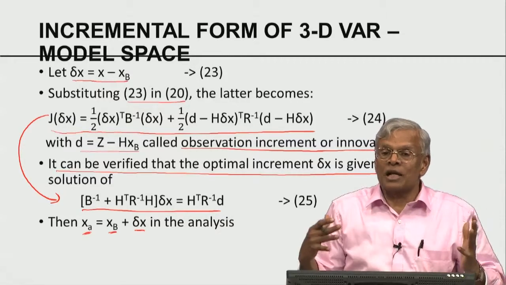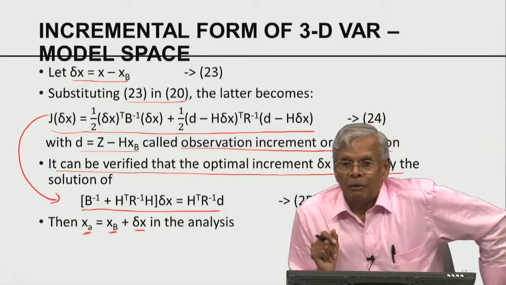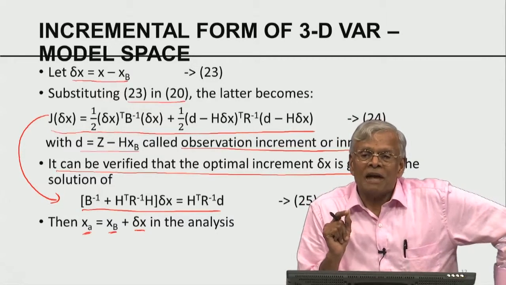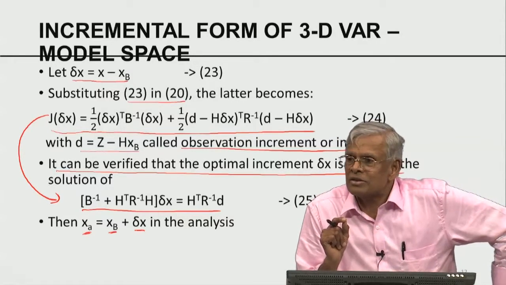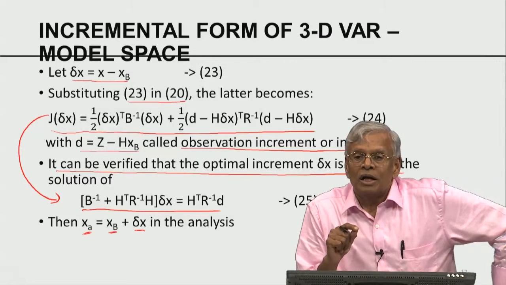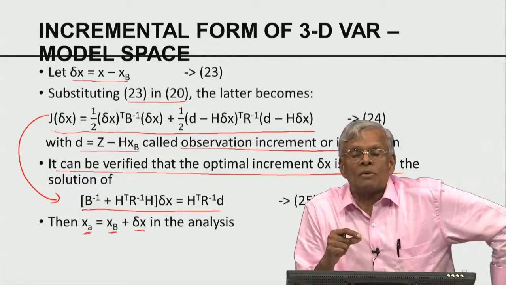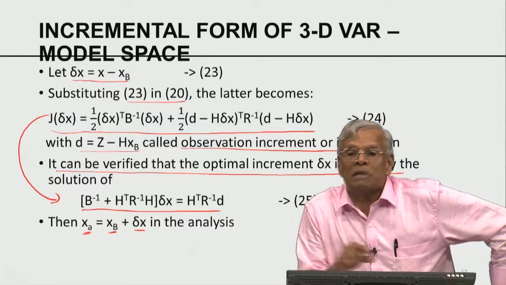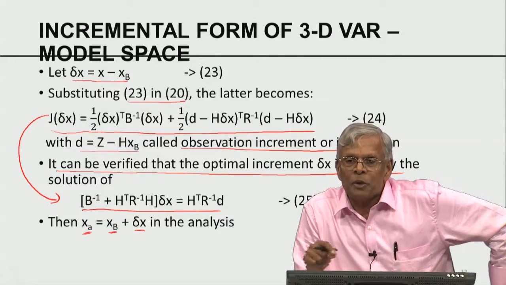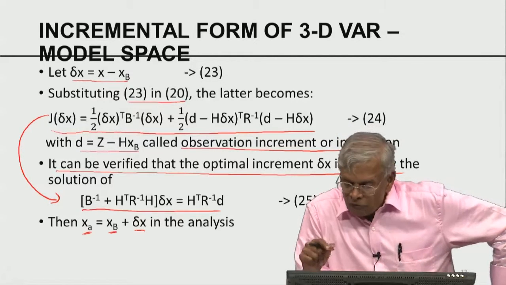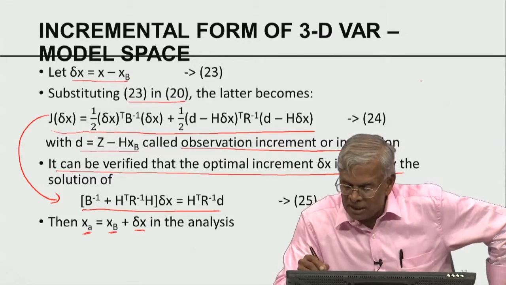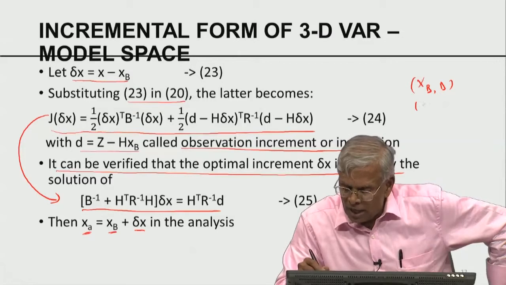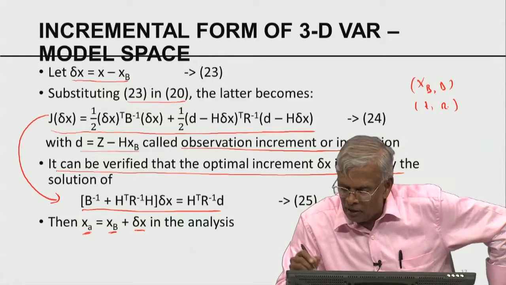So computationally now, one has to ask oneself a question: are we really going to invert these matrices? Is there a way to reformulate the problem without worrying about B inverse but using B only? I hope you appreciate this problem now. We know XB. So what is it that we have been given? I know the background information XB and B. I know the observation Z and R.